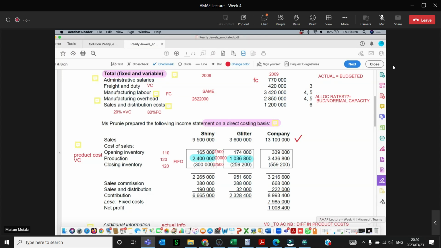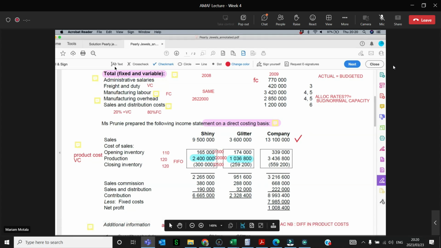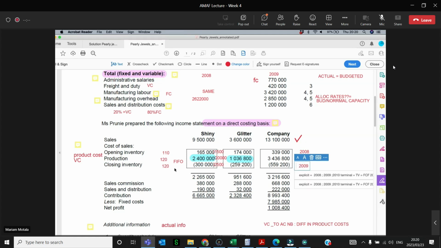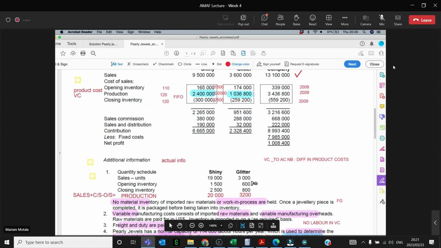Now, when we're dealing with the move from variable costing to absorption costing, what has to change now? We have to think about the change that's going to be sitting here. This is going to come from 2008. These costs are going to come from 2009, because we've established that it's a FIFO system. So we know the variable cost of production, meaning the cost of raw material, variable manufacturing overheads, as well as the freight. We don't need to reinvent the wheel. We just have to take these values, divide by the production and the opening stock quantity using this quantity schedule, and we come up with the variable cost.